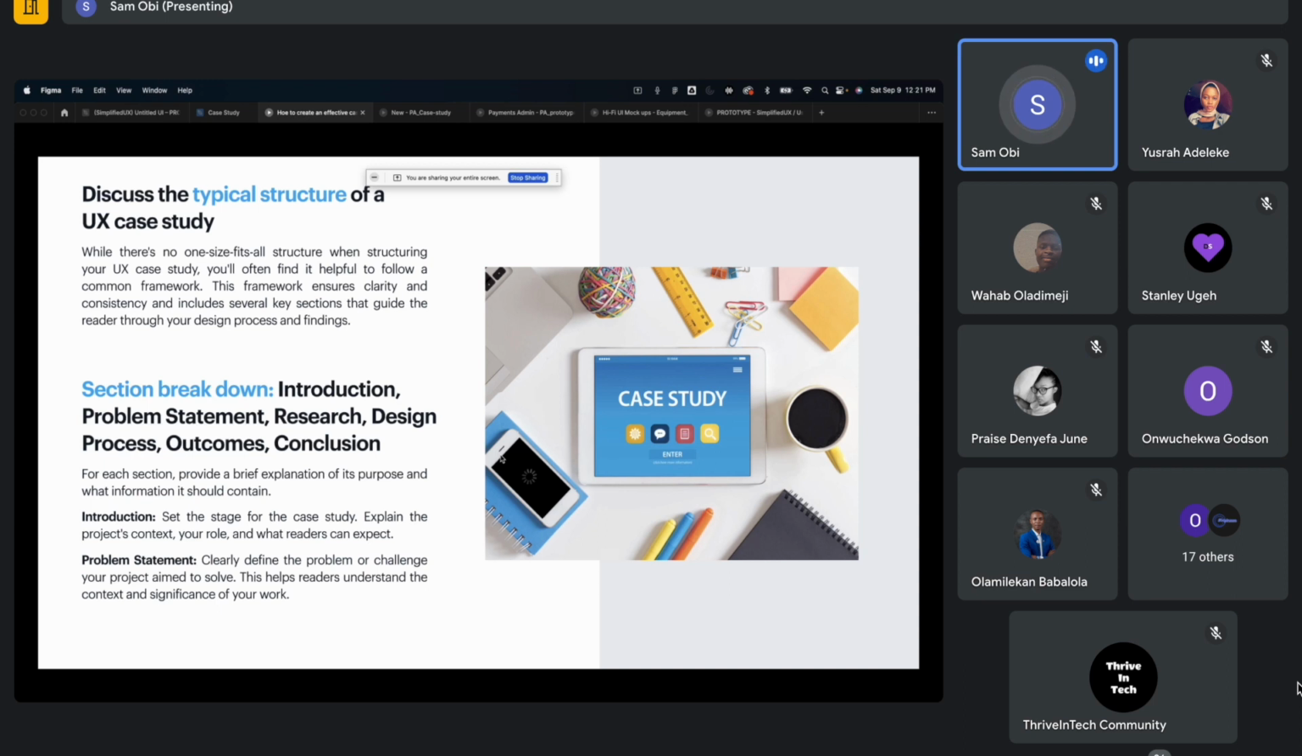So what is the entire project about? What is the entire product about? And then what are the gaps that you are trying to solve, right? That way, it is easy for somebody to understand and be interested in going further with your case study, reading through and going deep into it.